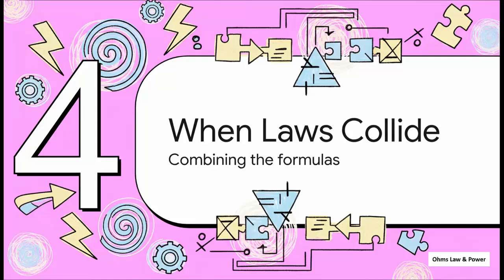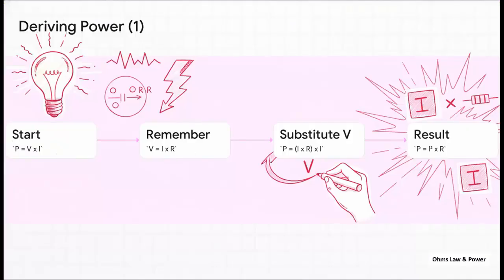All right, now this is where things get really cool. We've got Ohm's law and we've got the power law. What do you think happens when we smash them together? We unlock a whole new level of understanding. This is where the magic happens. Okay, check this out. We start with our power formula, right? P equals V times I. But wait, we also know from Ohm's law that V is the same thing as I times R. So what if we just swap that in?